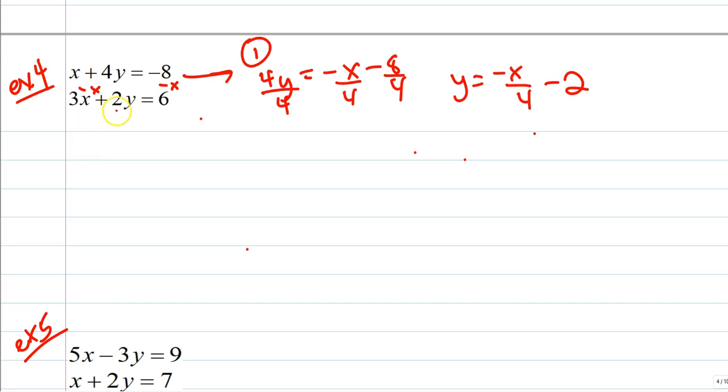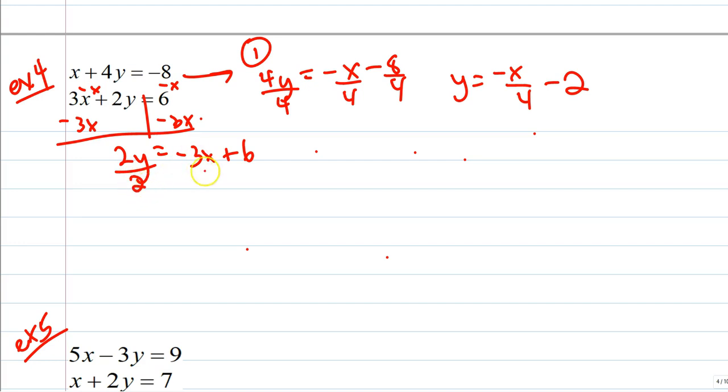Next one. Solve for y. We're going to subtract 3x. 2y is equal to negative 3x plus 6. To undo the multiplication, divide everything by the 2. And we get y is equal to negative 3/2 x plus 3.